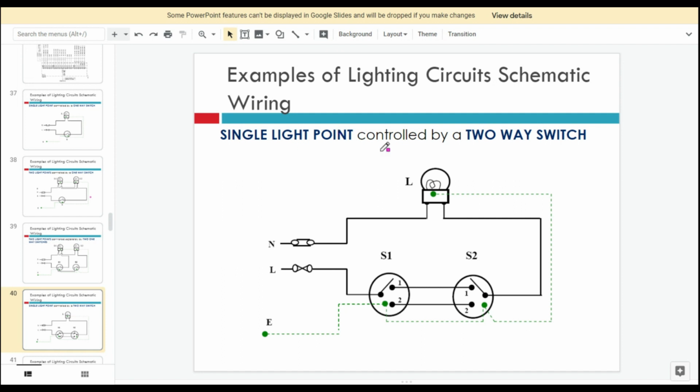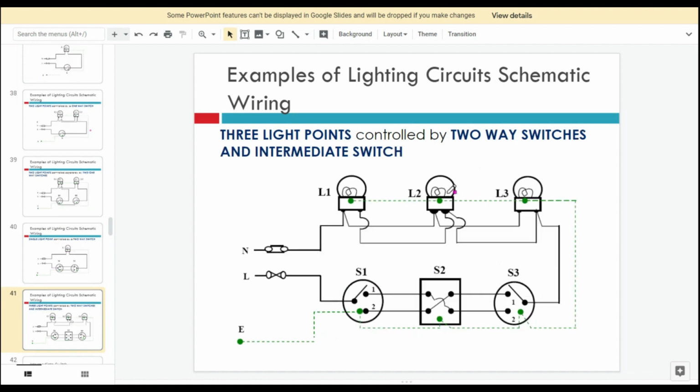Then we have the single light point. This one is only one light, and it is controlled by a two-way switch. Normally we can see this circuit when we have, for example, two bedrooms shared with one bathroom, so we can use two switches to control one light point. Then we also have three light points controlled by a two-way switch and an intermediate switch.